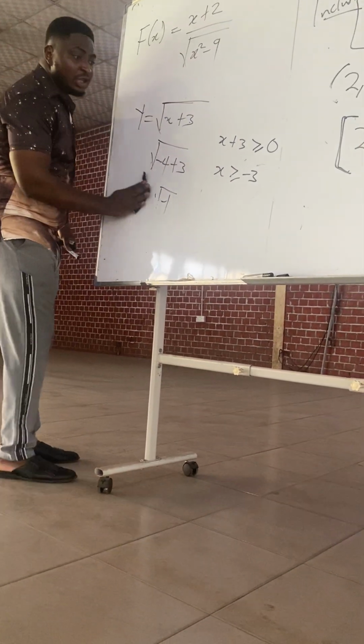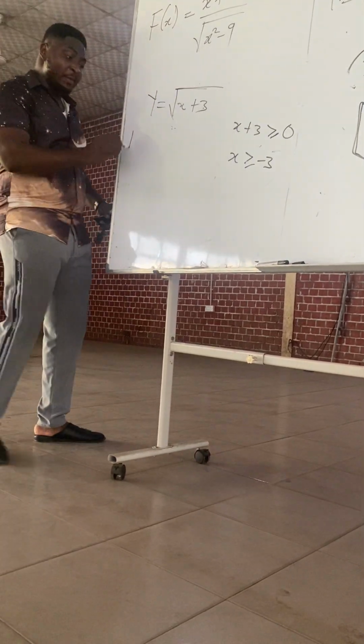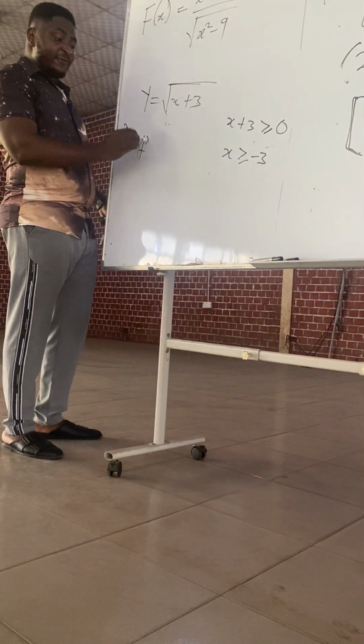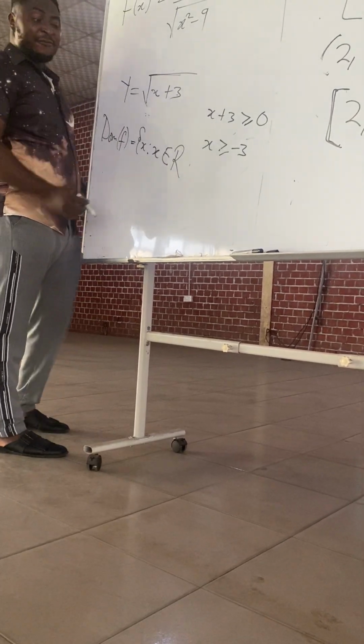So class, the domain of this function is all real numbers greater than or equal to minus 3. If I want to write it, I can say dom F is a set of x so that x is... I want to write it in mathematical form.